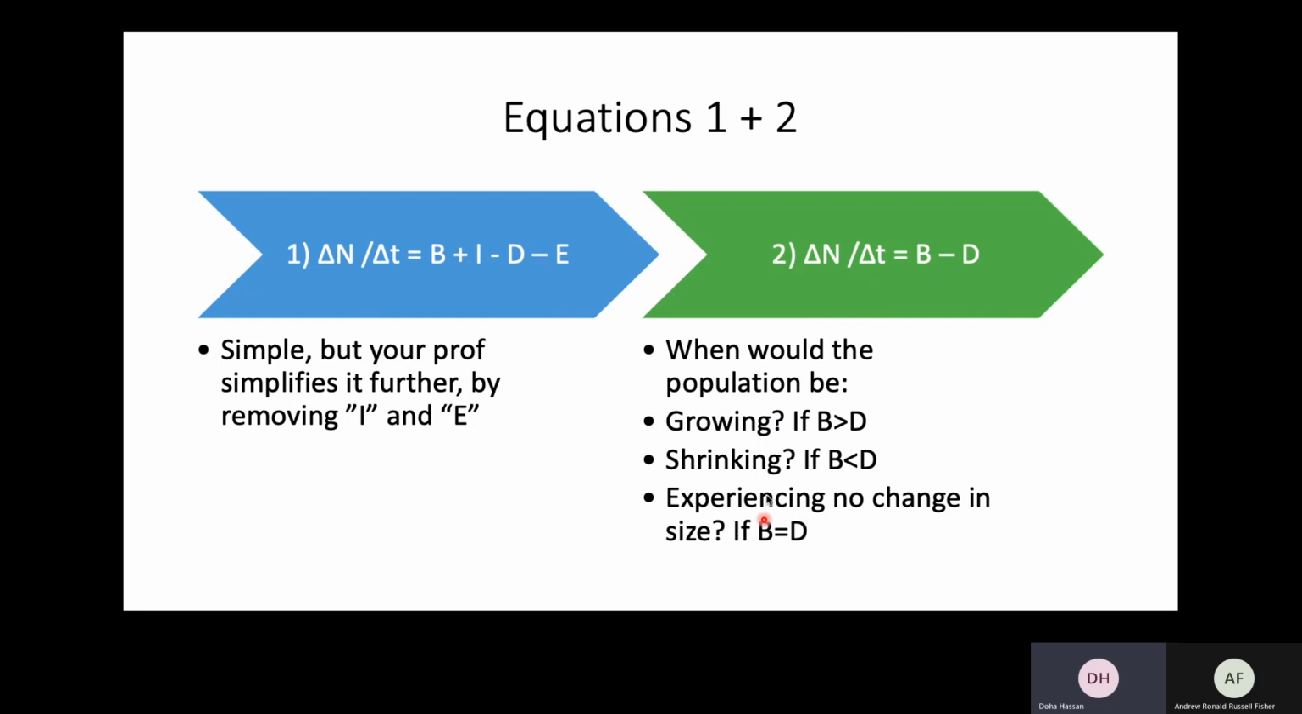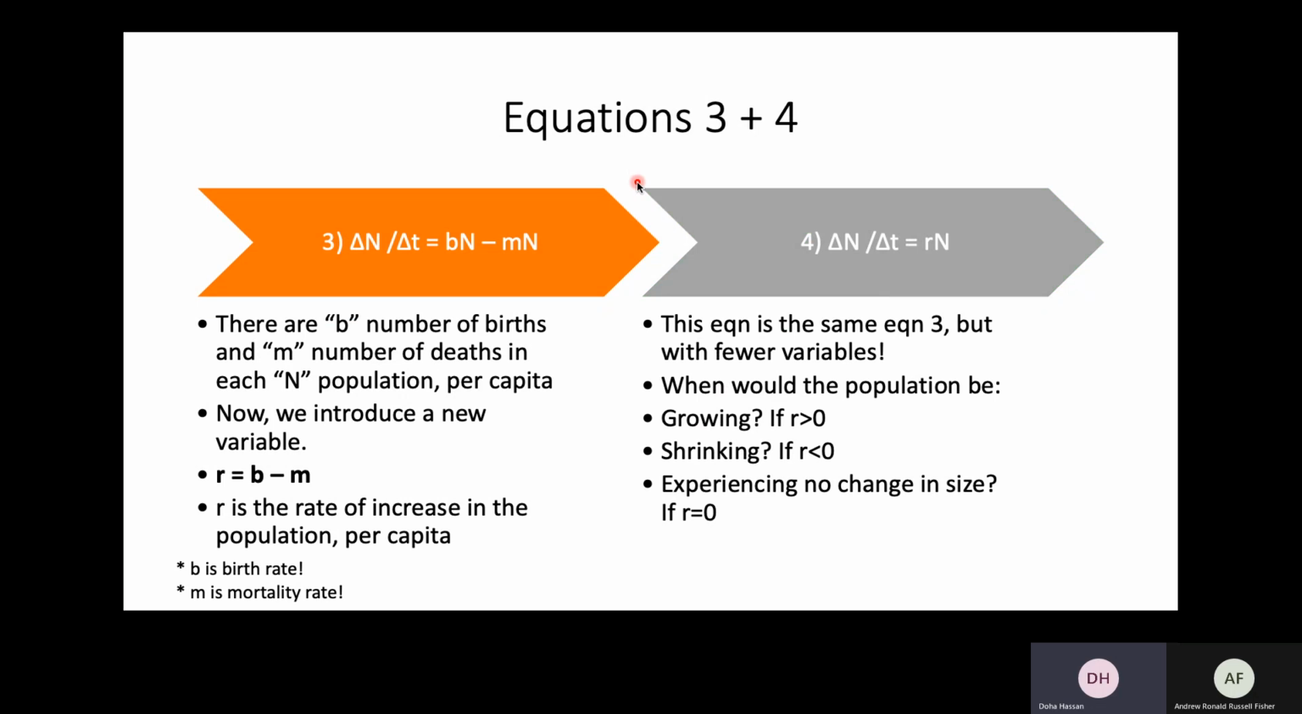And then the population would be experiencing no change in size, or it would be a static population. That's another way of saying it. If the number of births was equal to the number of deaths, because that also makes sense, because then there would be no overall change, and your delta N over delta T would be 0, meaning that the rate of change is 0.